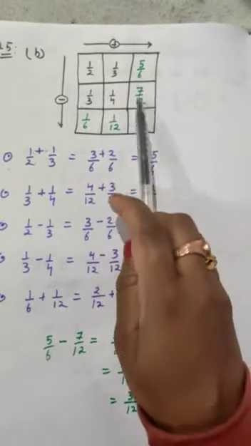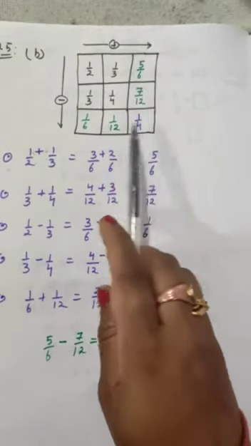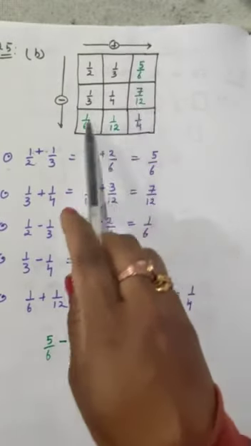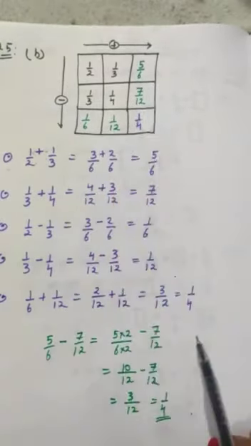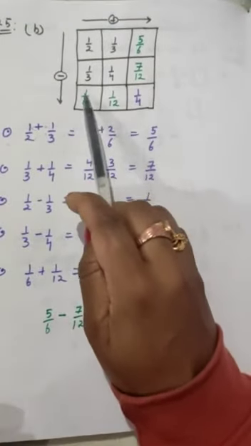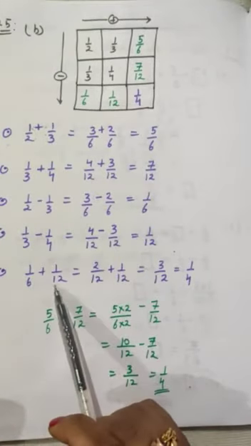I have written with a green pen. Now this you have to do. You have two options. Either you can subtract these two and write the answer, or you can add these two or subtract these two. So what I'm doing, I'm just adding. Okay, addition is more important, more easy. So 1 by 6 plus 1 by 12. You can see over here 1 by 6 plus 1 upon 12.